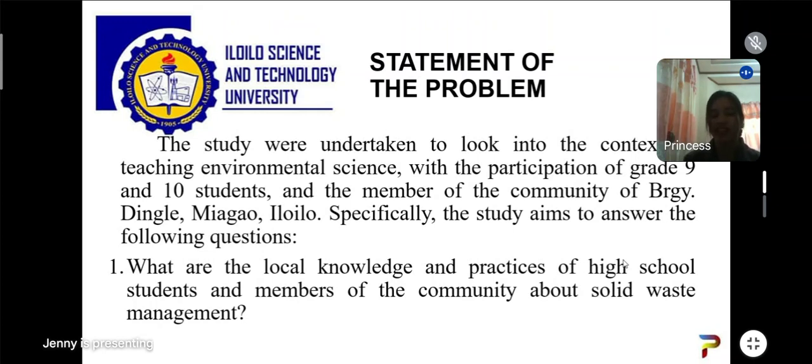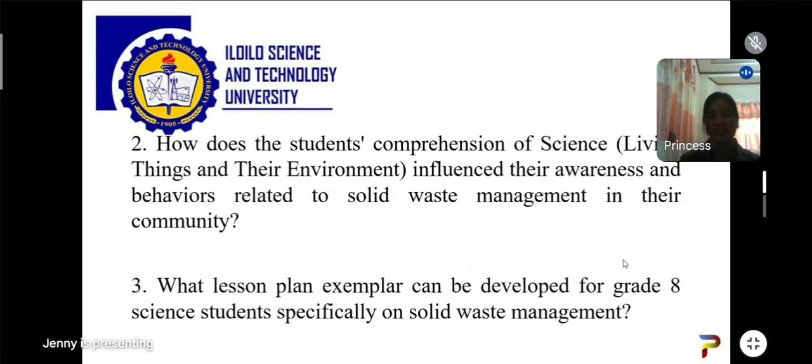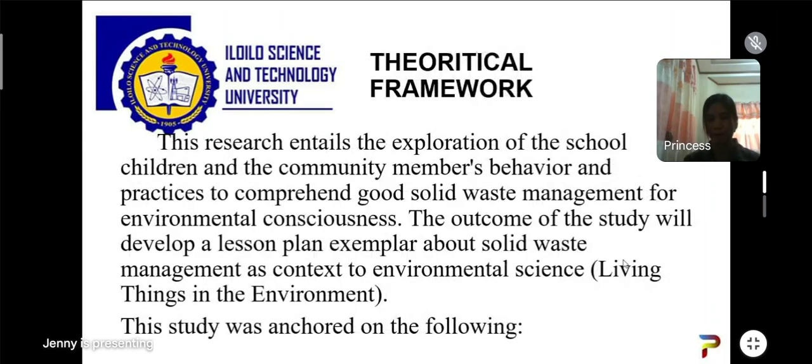First, what are the local knowledge and practices of high school students and members of the community about solid waste management? Second, how does students' comprehension of science, living things, and their environment influence their awareness and behaviors related to solid waste management in their community? And lastly, what lesson plan exemplar can be developed for grade 8 science students specifically on solid waste management?